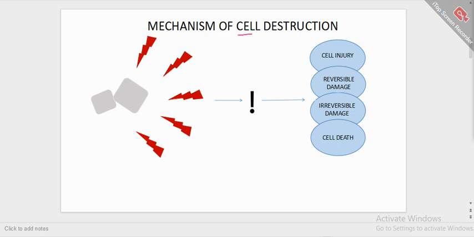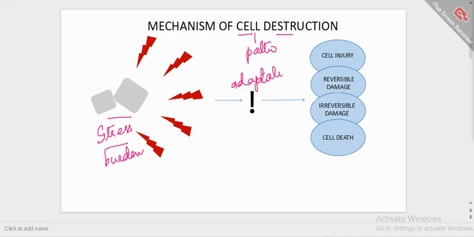So, today I'll be discussing the mechanism of cell destruction. Before proceeding to the topic, previously I talked about cell pathophysiology, where I discussed that when a cell is under stress or any kind of burden, it will show some types of adaptations. Those types of adaptations I have already discussed, so that the cell can perform its functions well or meet the criteria.